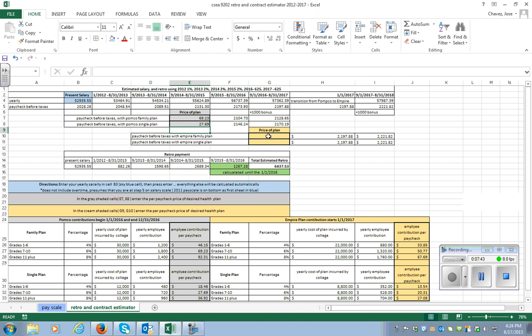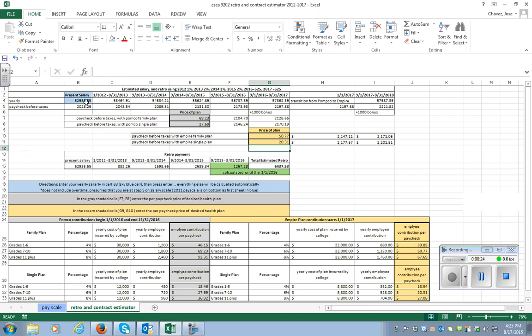Alright, and when we do switch to the Empire plan, the cost of the Empire plan for a grade 7, step 5 would be $50.77. And the cost for a single plan for grade 7, step 5 would be $20.31. Alright, so now we see our retro calculated here. We also see what our paycheck was before taxes with our present salary, what it is after payments for POMCO, what it is after payments for the Empire plan.